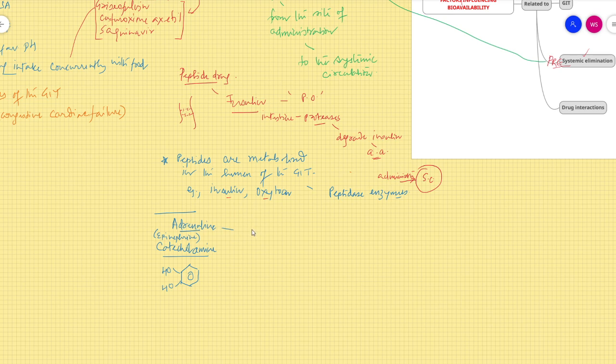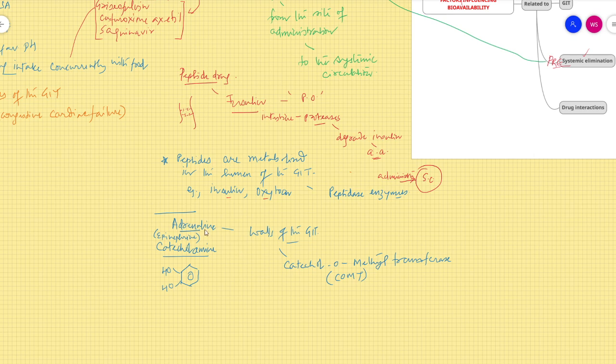Okay, so if adrenaline is given orally, what's going to happen? There are certain enzymes in the walls of the GIT. And what's the most important enzyme in the gut wall? It is catechol O-methyltransferase. Okay, so this is abbreviated COMT.